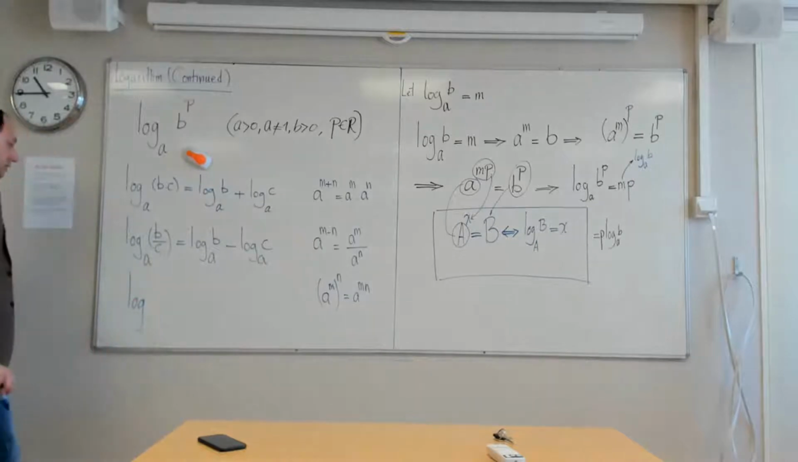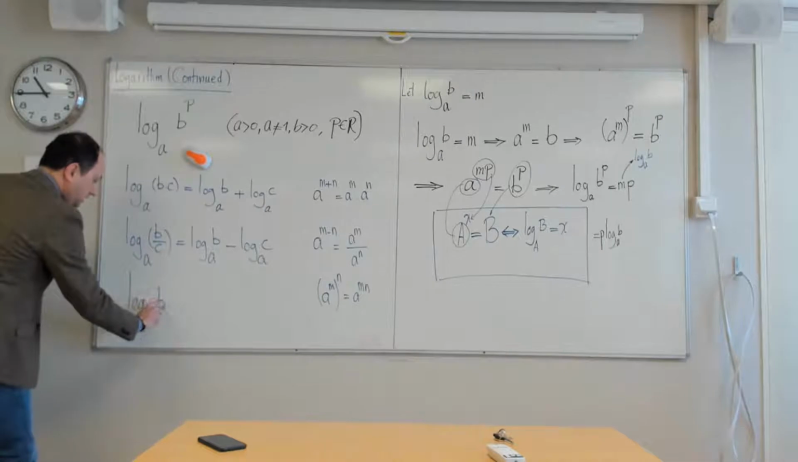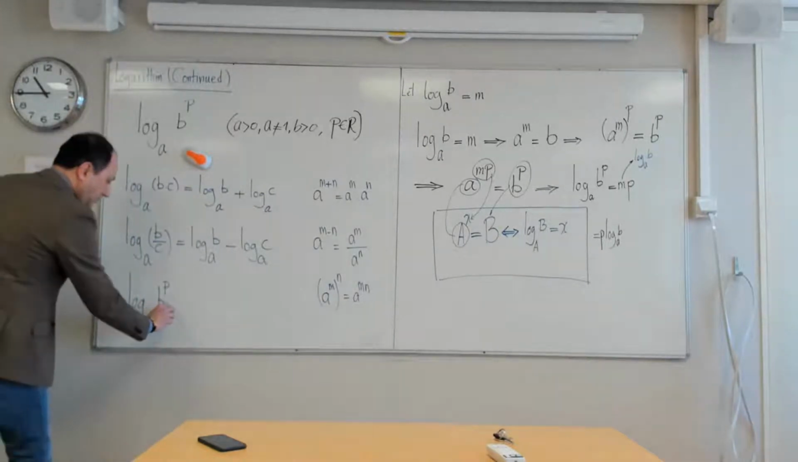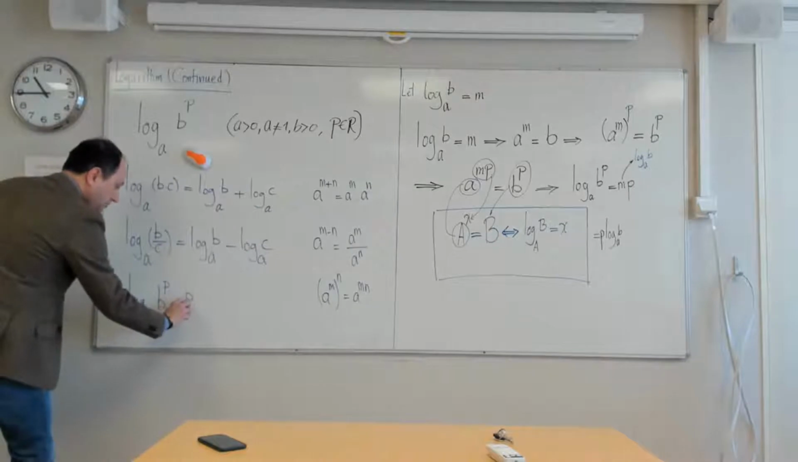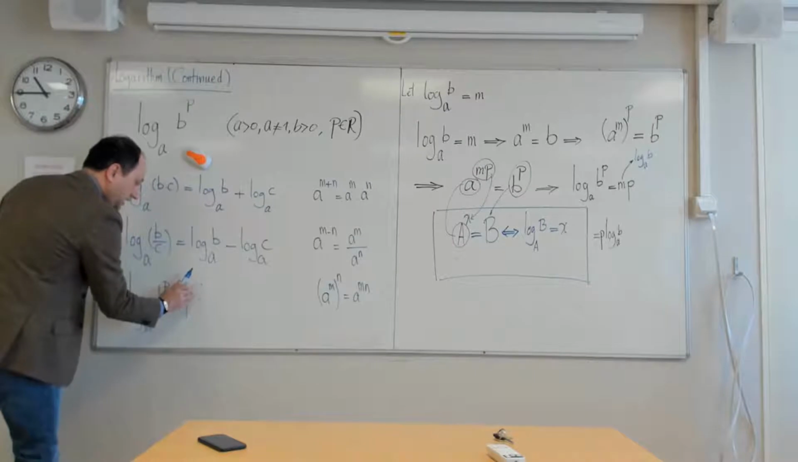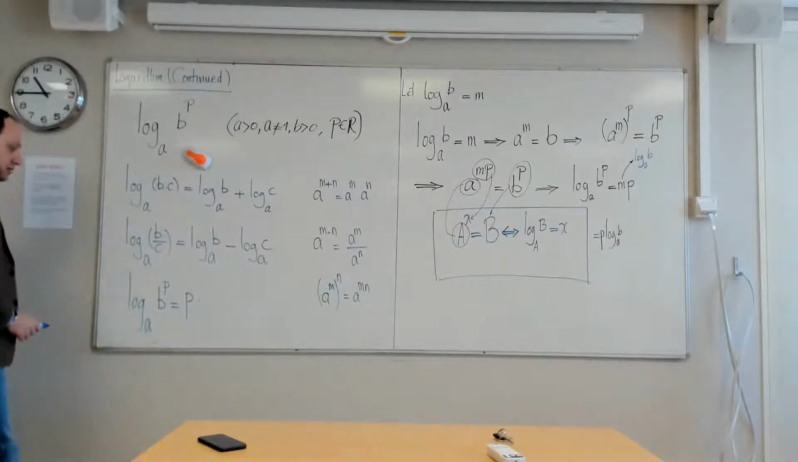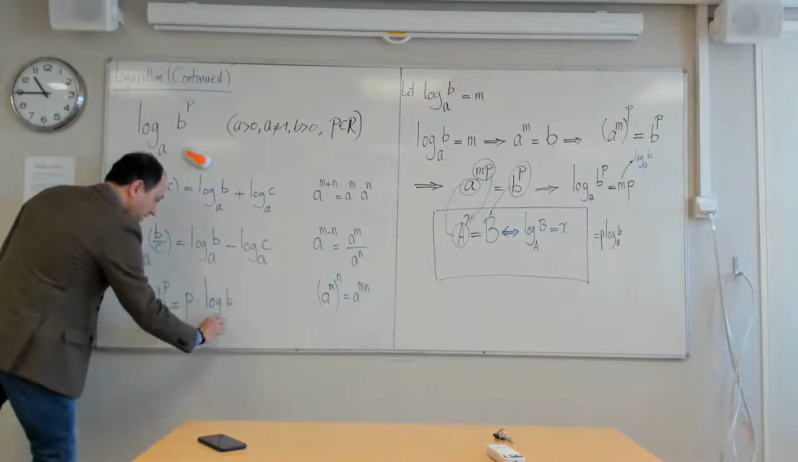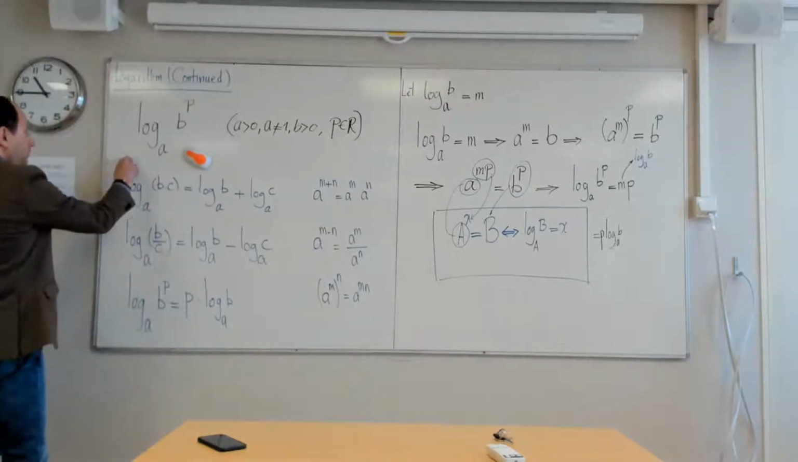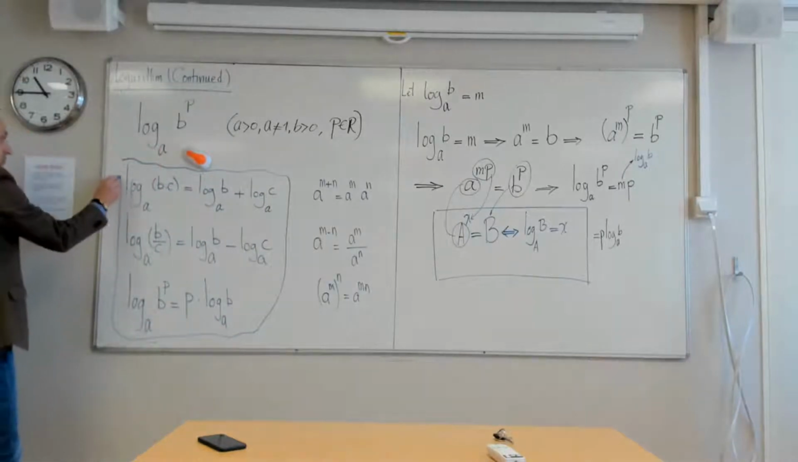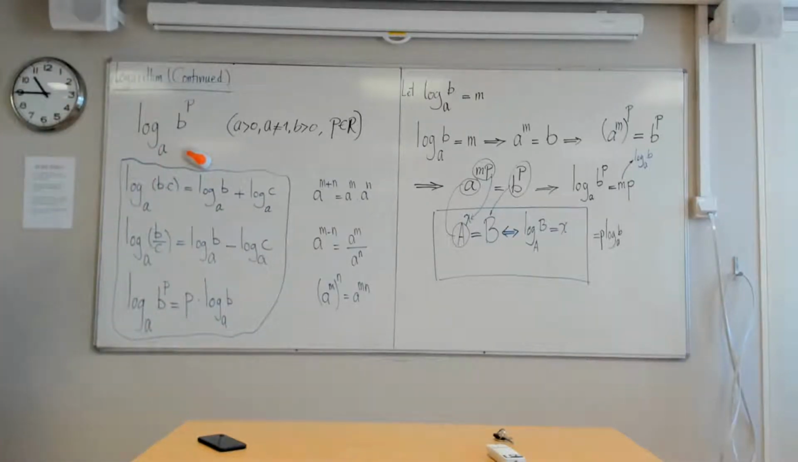So the log of a to the b to the p, and then I have a here. What happens here? p goes behind, and then you multiply it. Let me put a dot here to emphasize that the operation is multiplication. Log of b in base a. So these three formulas are the only ones about logarithms that you have in the book.